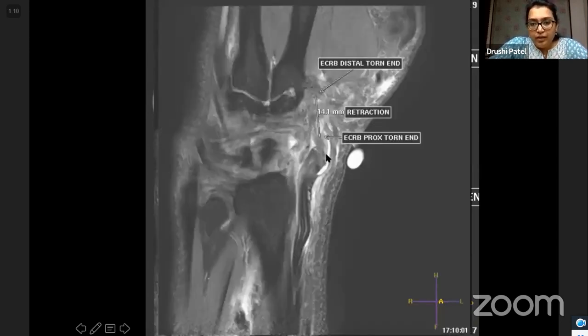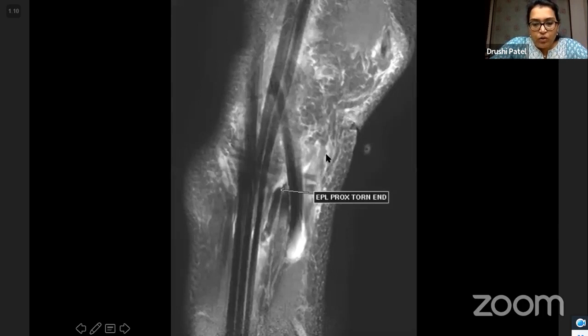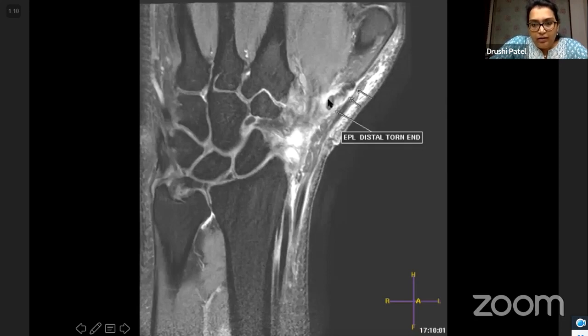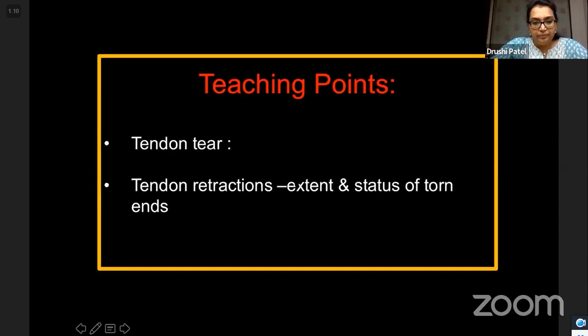Another tendon that was also torn was the extensor pollicis longus tendon. So that is one end, and this is the distal torn end, and that much from here to here was the extent of retraction. So you need to tell that the injury was somewhere here, and you need to tell where the proximal and the distal torn ends are. So that's about tendon injuries.